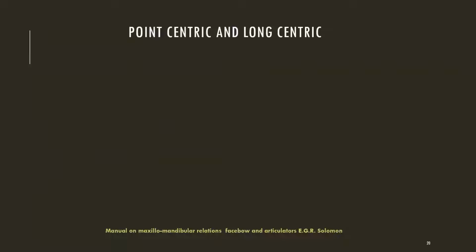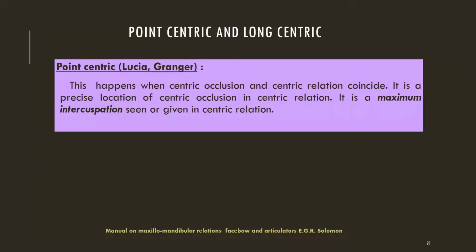So coming to the concepts of point centric and long centric, point centric is seen when the centric occlusion and centric relation coincide. So it is a precise location of centric occlusion and centric relation. It is a maximum intercuspation seen or given in centric relation. It is a type of organic occlusion.